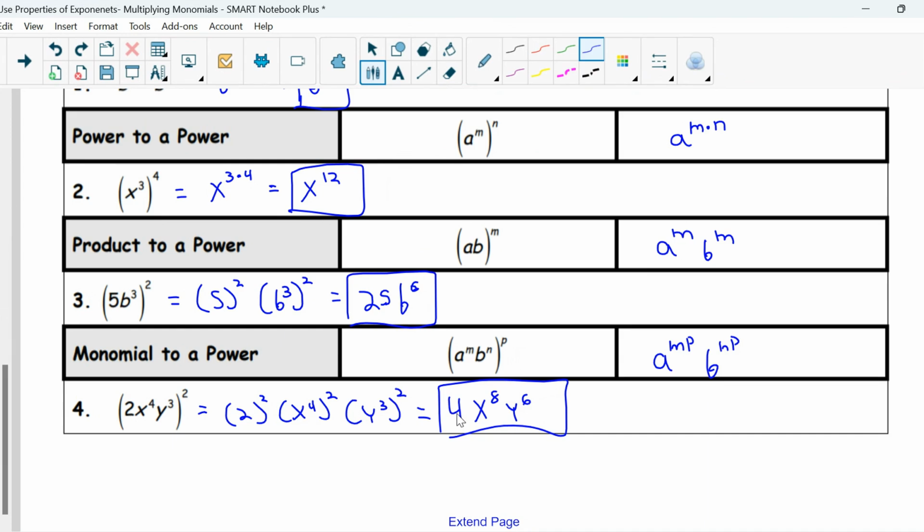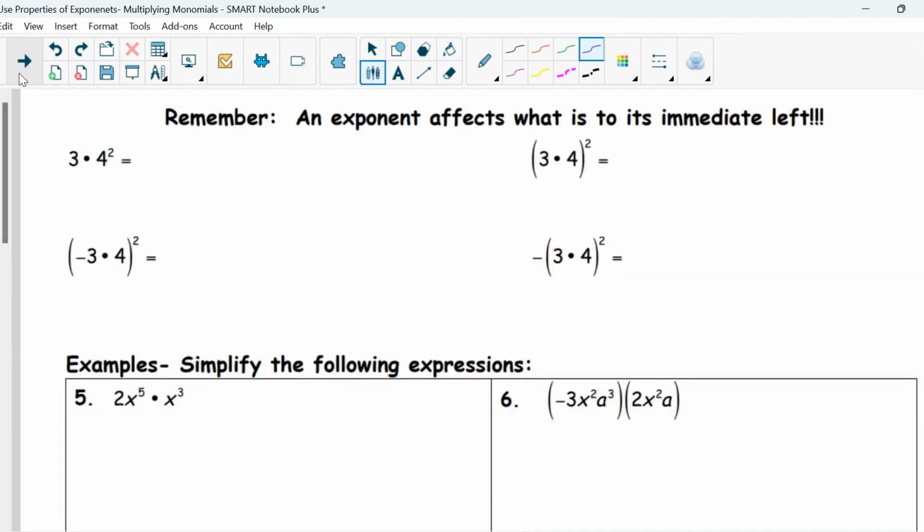All right. So taking a quick look at page 2, we are going to keep the examples section for class, but we can complete the top section first. So remember, an exponent affects what is immediately to its left. So in my first example here, I have 3 times 4 squared. The exponent is only going to affect my 4. So this would be the same as saying 3 times 4 squared, which is 16. 3 times 16 gives me 48.